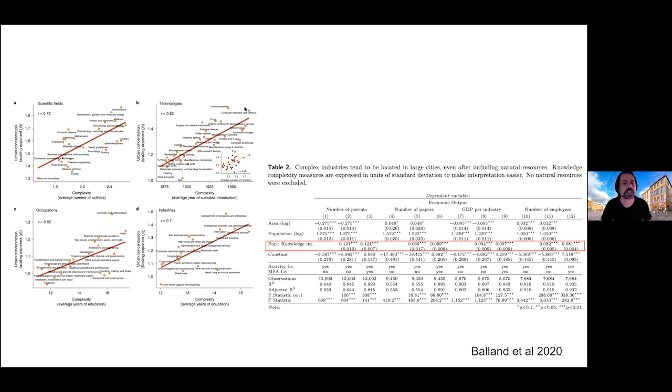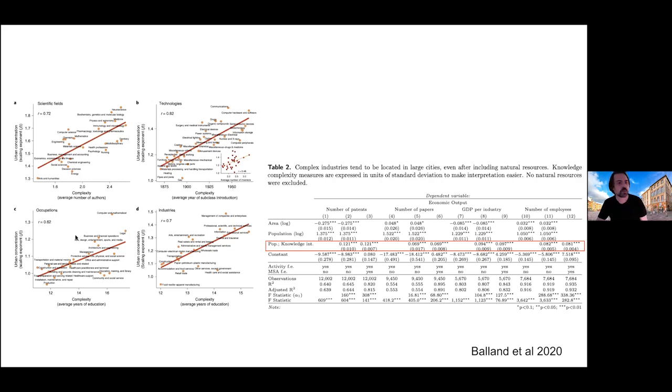In technologies, we also use two different measures. How long ago was the subclass introduced? So old technologies like heating or pipes and joints are considered less complex than technologies that more recently got a classification, like semiconductors, or also using the average number of inventors. In both cases, we find that the concentration, like the scaling exponent, becomes more superlinear the more complex the activity is.